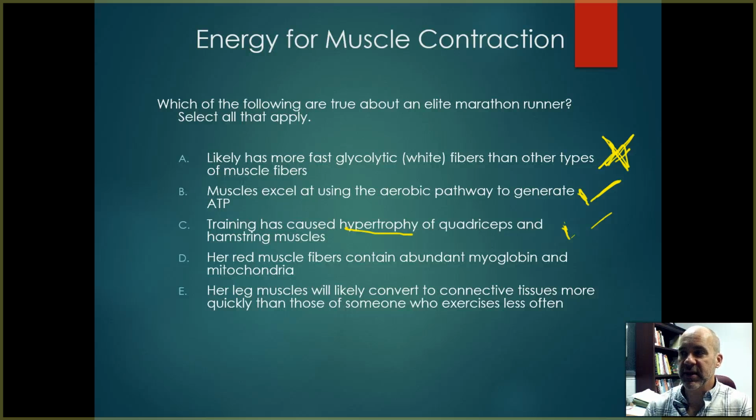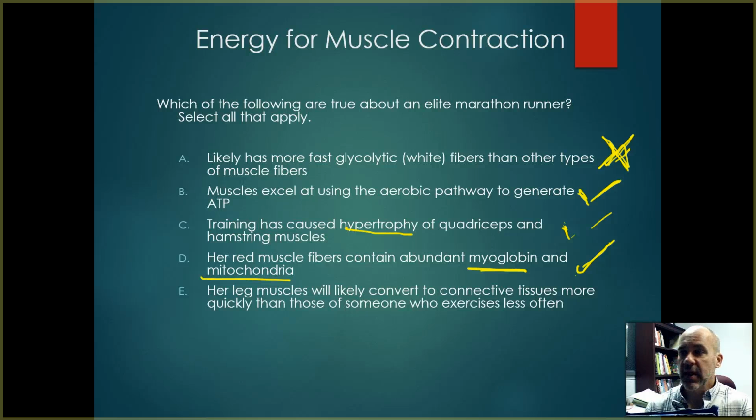D, her red muscle fibers contain abundant myoglobin and mitochondria. Hopefully you're thinking yes on that. Red muscle fibers, these oxidative muscle fibers that are really good at doing aerobic cellular respiration, they contain lots of myoglobin. Myoglobin is a protein that helps store oxygen inside the muscle fibers, and it has a reddish appearance, kind of like your red blood cells, which you'll learn about in Biology 202. And mitochondria are the locations of aerobic cellular respiration.